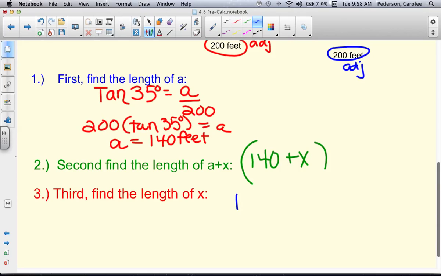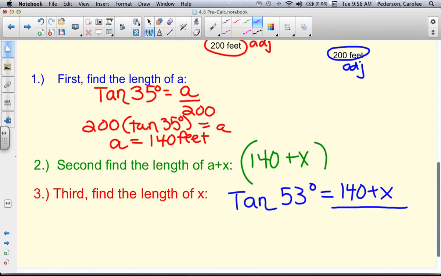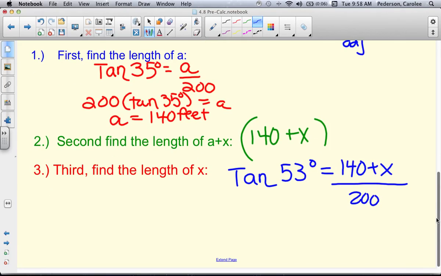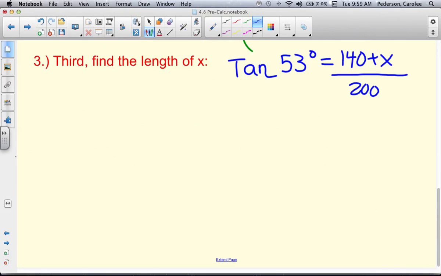So the tangent of, what's the angle measure now? 53 degrees. Opposite is 140 plus X all over 200 feet away. And now we solve for X. So what should we do first? Multiply by 200.